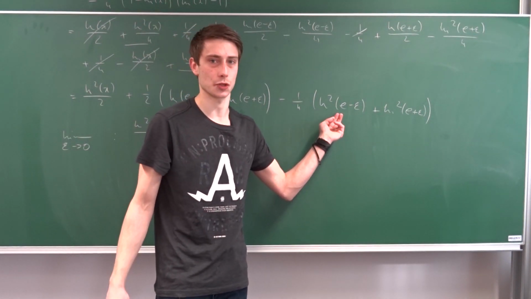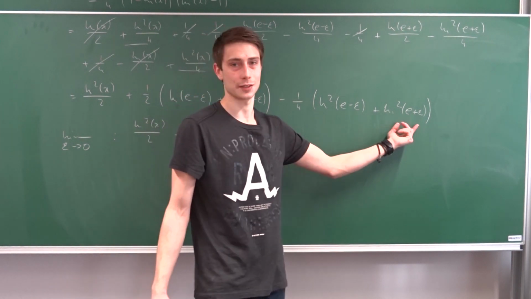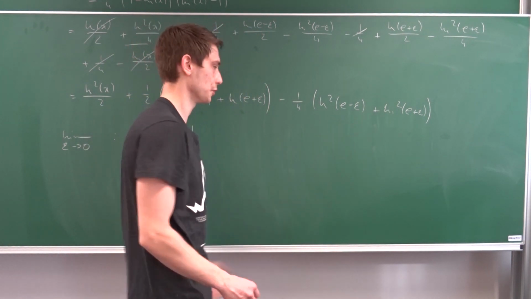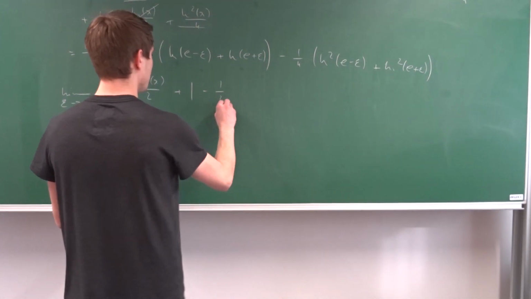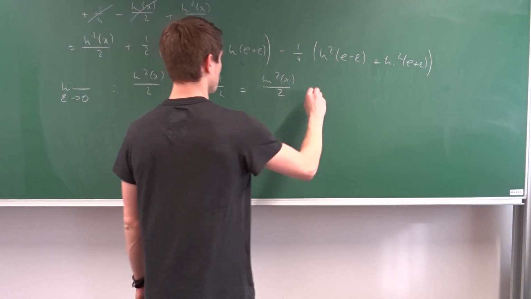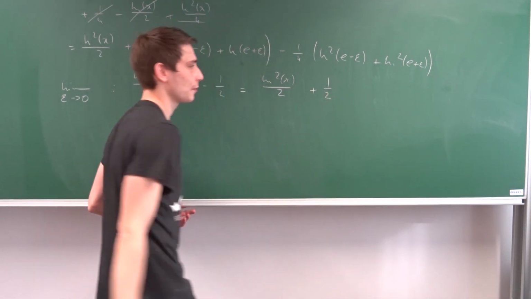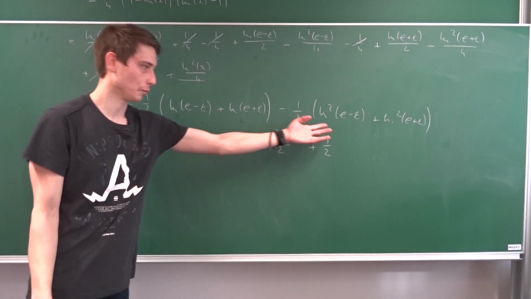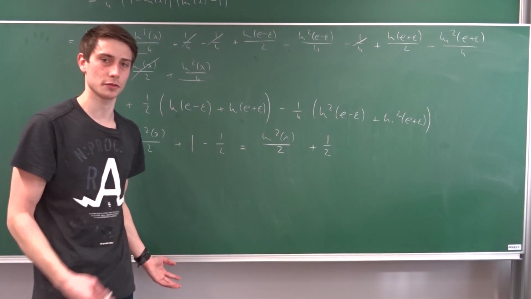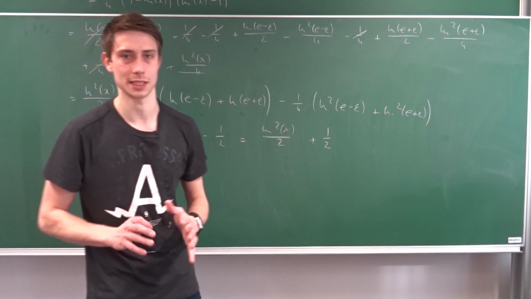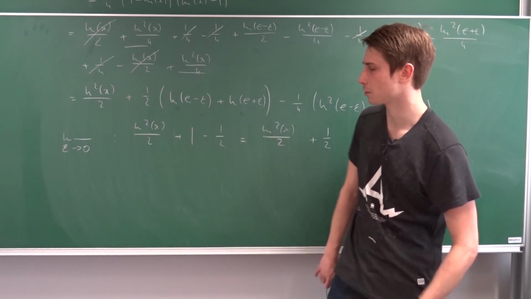Well, that's ln squared of e, so that's a 1, and that's also a 1, so that's 2, and this is minus 1/2 all in all. So minus 1/2, and we end up with ln squared of x over 2 plus 1/2. So that would be our final answer. No, this is actually our final answer, but if we let epsilon approach 0, that would be our final answer if we would just ignore this principal value stuff.